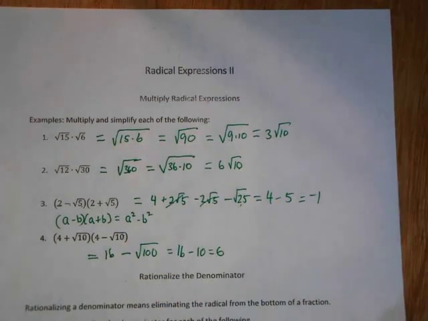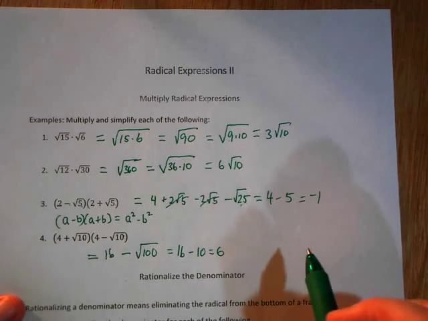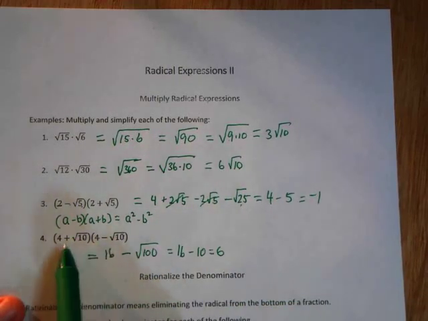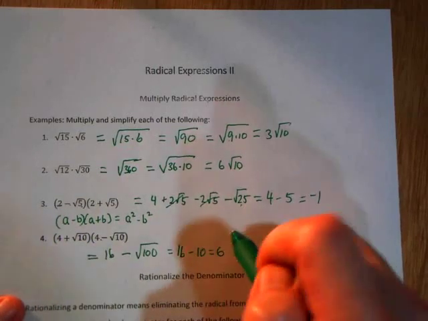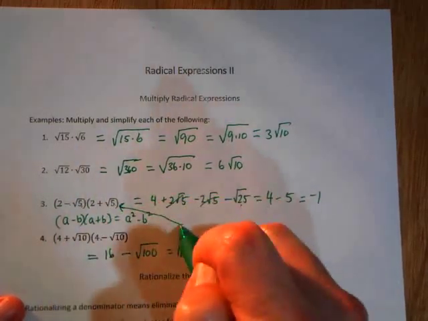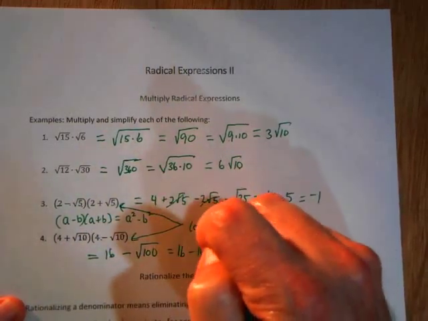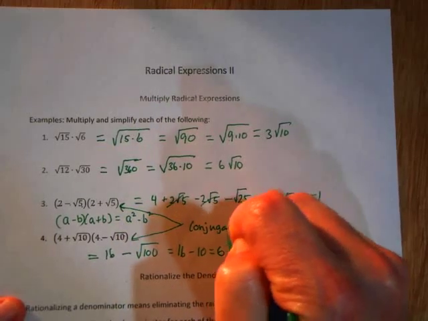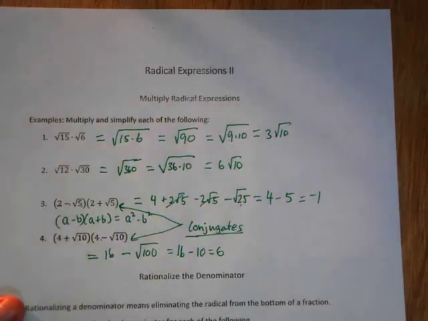And I think I said this before, but maybe not. There's actually a fancy name for something like this, where these two things are exactly the same, but one has a plus and one has a minus. The fancy name for these two pairs is conjugates. And I'll be using that word a bit later here in this section.